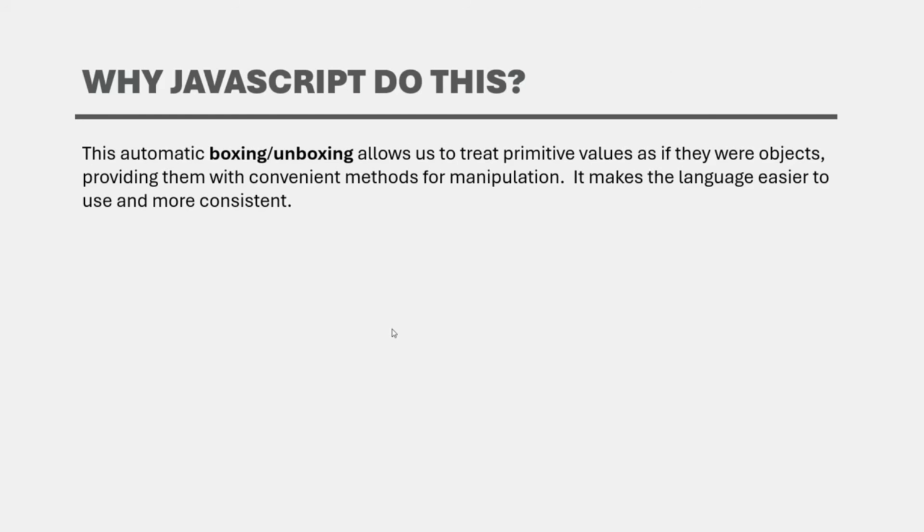Now, why does JavaScript do this? The automatic boxing and unboxing allows us to treat primitive values as if they were objects, providing them with convenient methods for manipulation. So basically, JavaScript does this to allow us to use string methods on primitive string values, and it makes the language easier to use and more consistent.